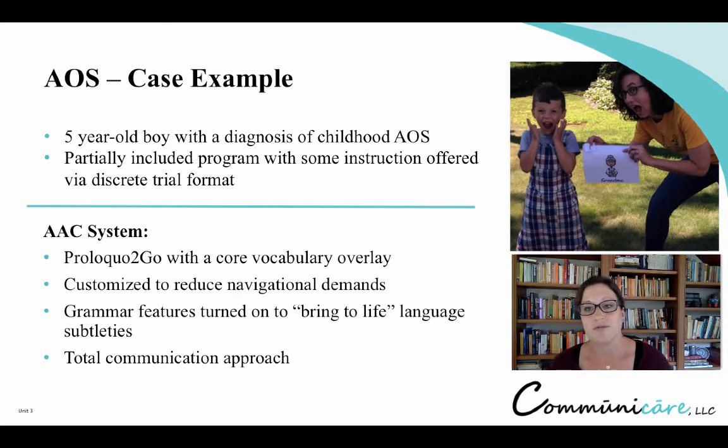Something that has evolved as a really powerful tool is that the grammar features within Proloquo to Go are turned on. So different parts of speech are different colors, and that helps in trying to build length of utterance and teach him different linguistic structures to say, oh, you're going to go and get a blue word, a describing word, or make sure you get an orange pronoun. So it helps us teach that.